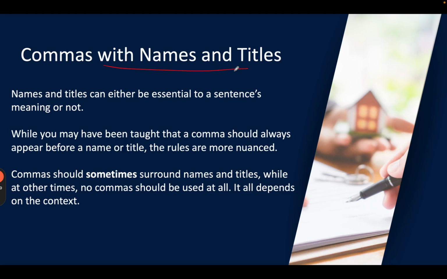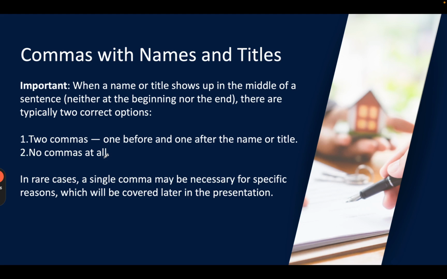Now let's understand commas with names and titles. Extremely important. A lot of questions have been asked on the digital SAT when it comes to commas and using these commas with the names and titles. Names and titles can either be essential to a sentence or not be essential. It completely depends on the meaning that the sentence is trying to convey. Now, ideally, we've been taught that a comma should always be placed before a name or title. Now, that rule is not valid. That's not the ideal rule. The rule is that it depends on the context that we are talking about to understand if you want to place a comma or not around the names and titles. Let's look at some examples to understand this.